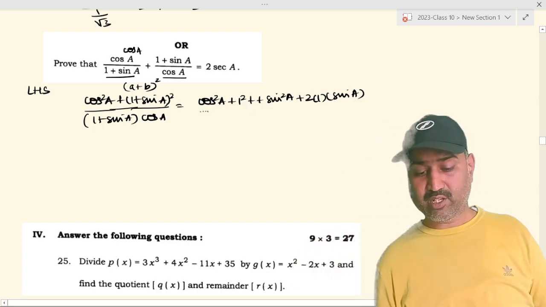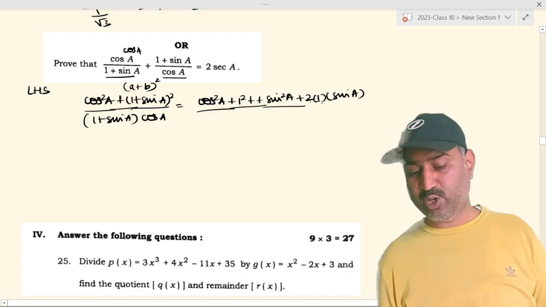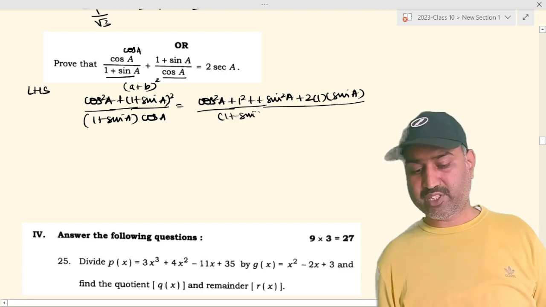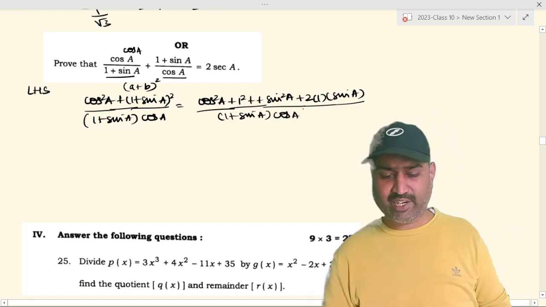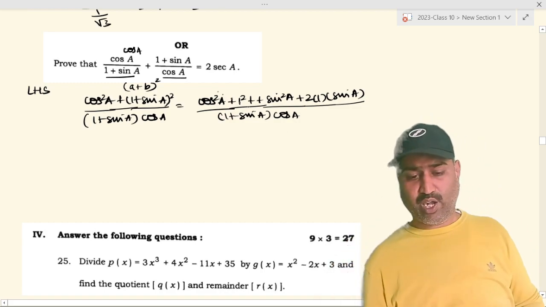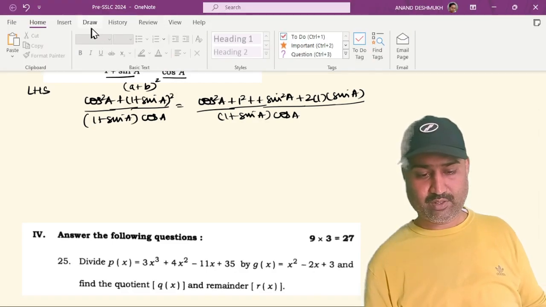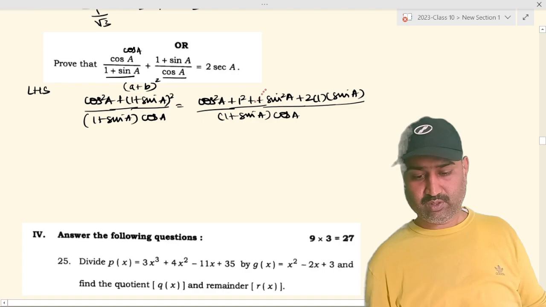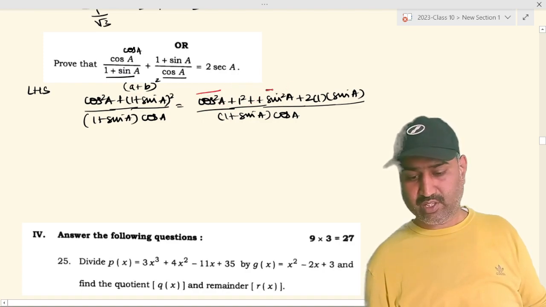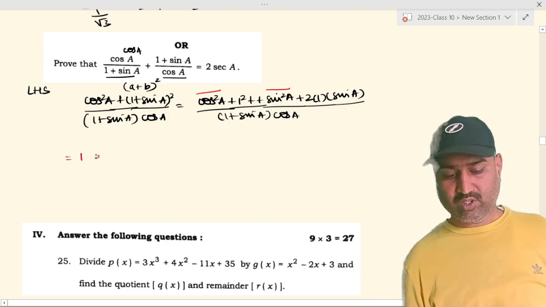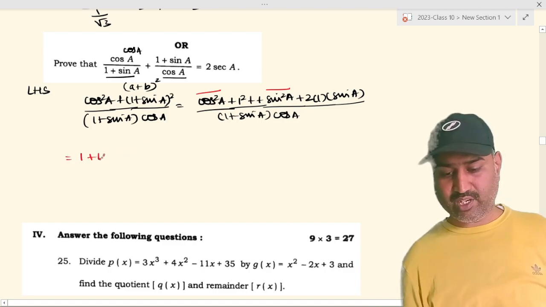Whole divided by, don't multiply this denominator, I'll tell you why. 1 plus sin A into cos A, right? A very simple trigonometric identity. Now we know cos square plus sin square is 1. Cos square plus sin square is 1, plus 1 square is 1, plus 2 sin A, right?